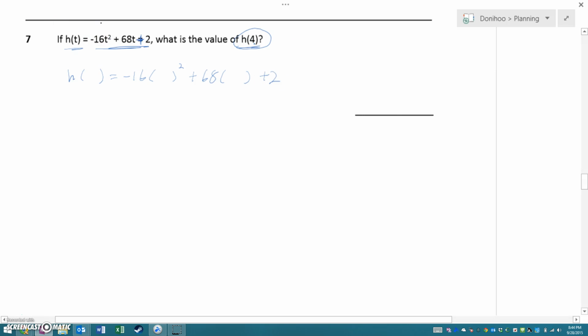So now if I took this function here and I put in a 4 in each of the places that there was a t, that variable was, now it's calculating. Square the 4, multiply with 16, 68 times 4, add that all together, and you'll come up with your answer from there.